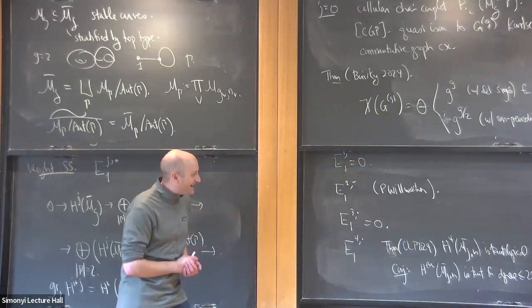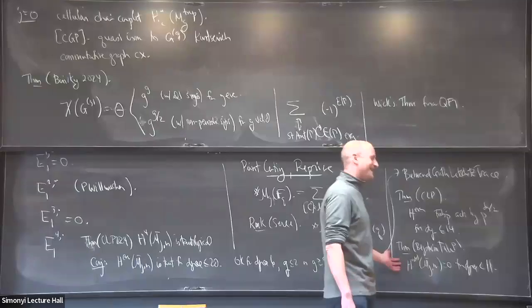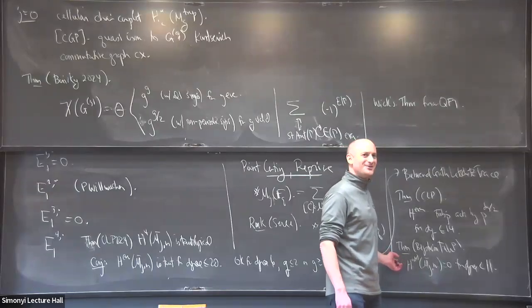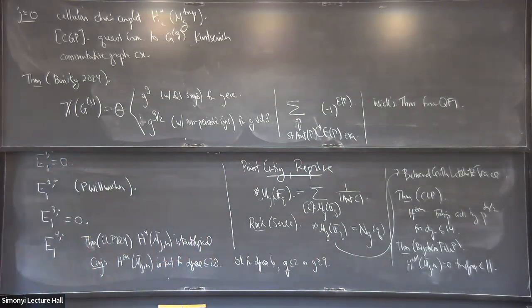And now I'm out of time. Let me just say in a minute or two. So then we computed H11 of M_{g,n} bar for all g and n. We showed that in fact it vanishes when g is bigger than 1.